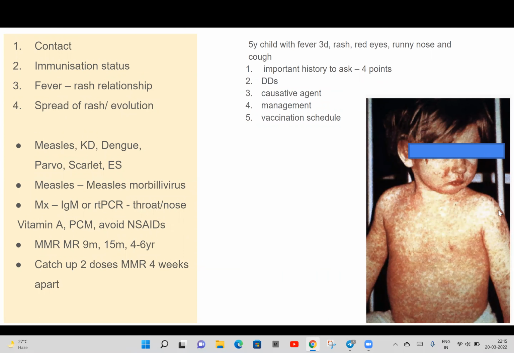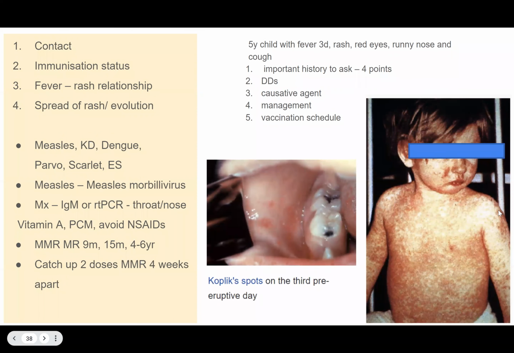So this child who is not immunized, that is given in the history. So definitely you have to write the catch-up for this child. This child needs catch-up immunization, 2 doses, 4 weeks apart. Koplik spots.